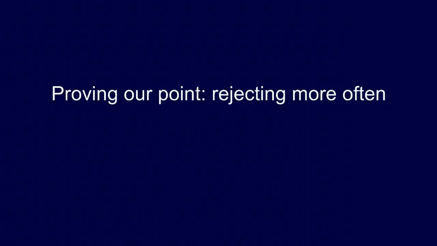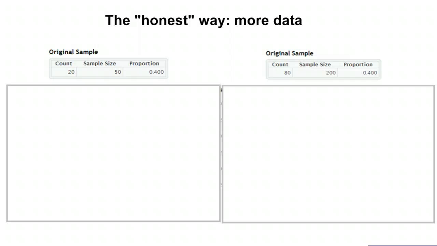Generally, the goal of a hypothesis test is to prove your point by rejecting the null hypothesis. Now, let's look at some ways to reject as often as possible. First one I like to call the honest way. And the reason I call it that is because some of the other ways are almost mathematical shortcuts.